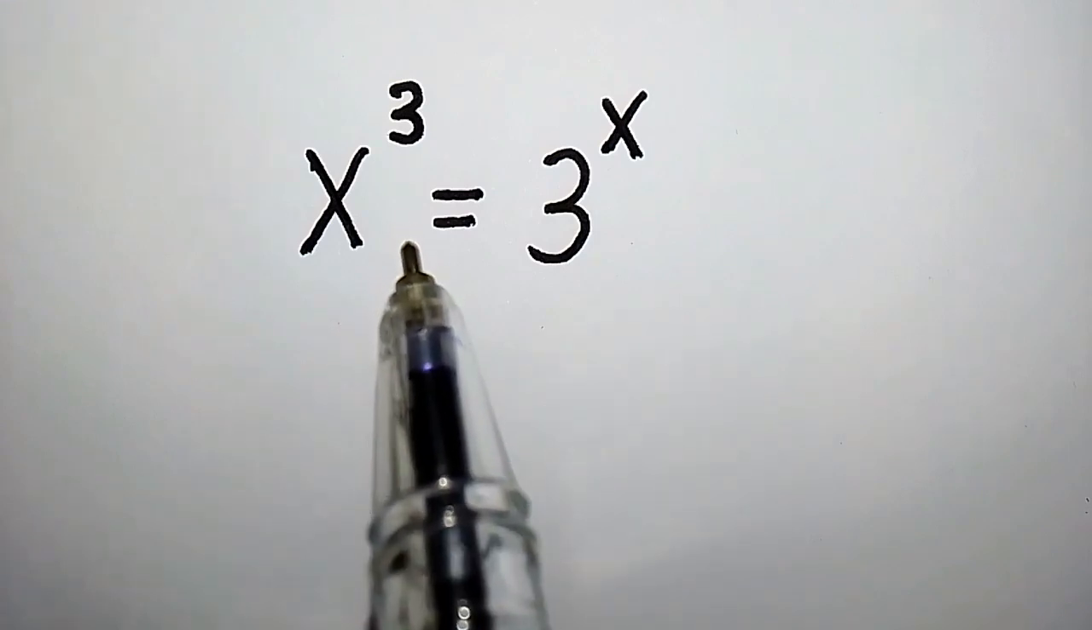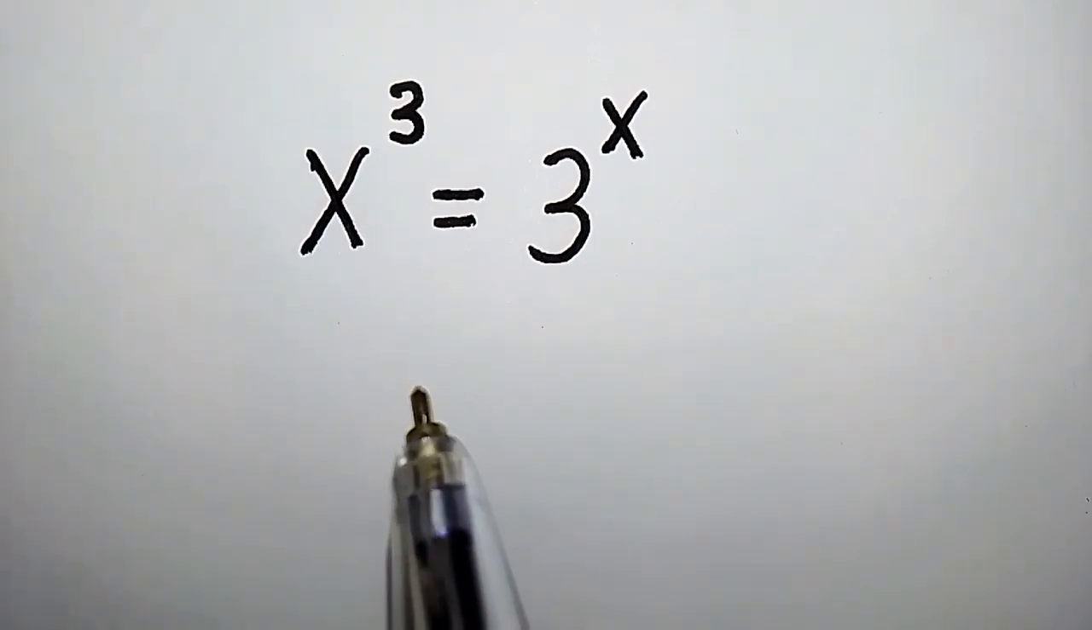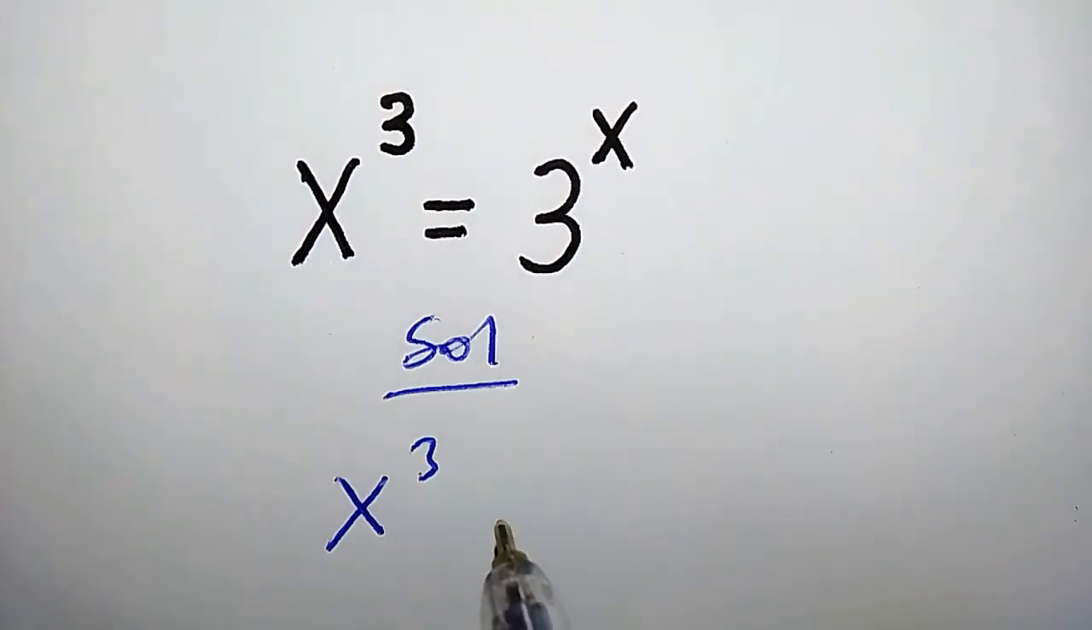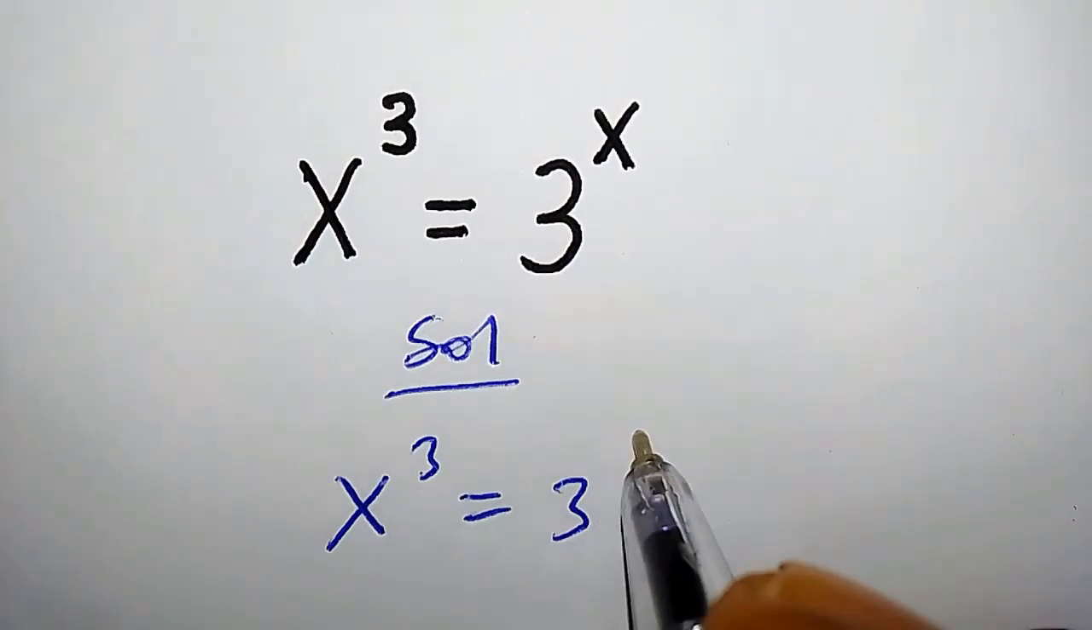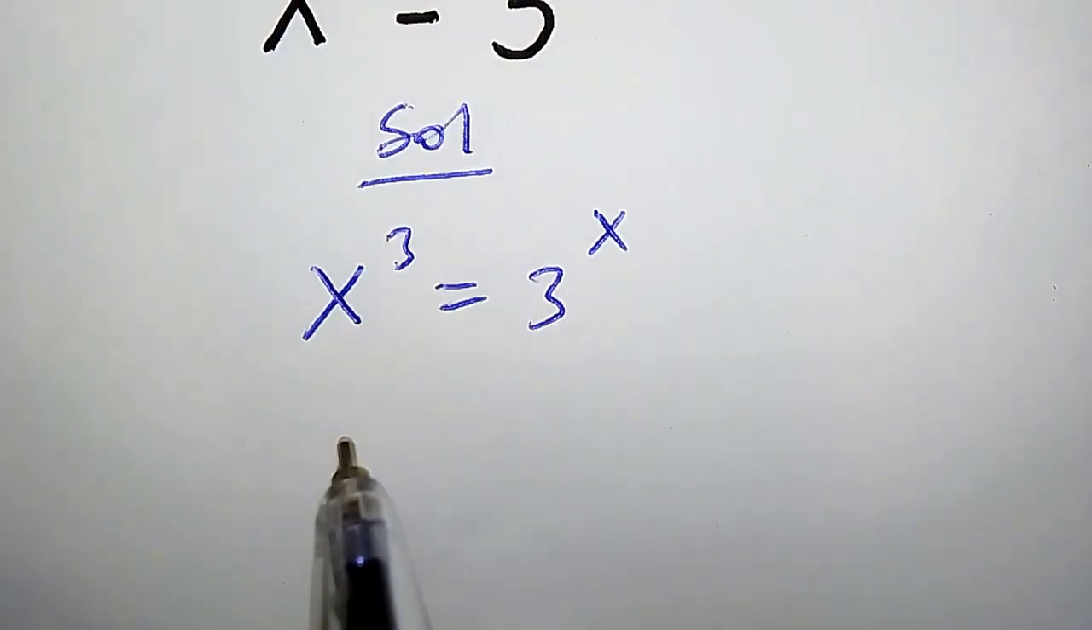x to the power of 3 equal to 3 to the power of x. How do we find the value of x? Solution. We have x to the power of 3 equal to 3 to the power of x. We have 3 as the base here and we have 3 as the exponent here.